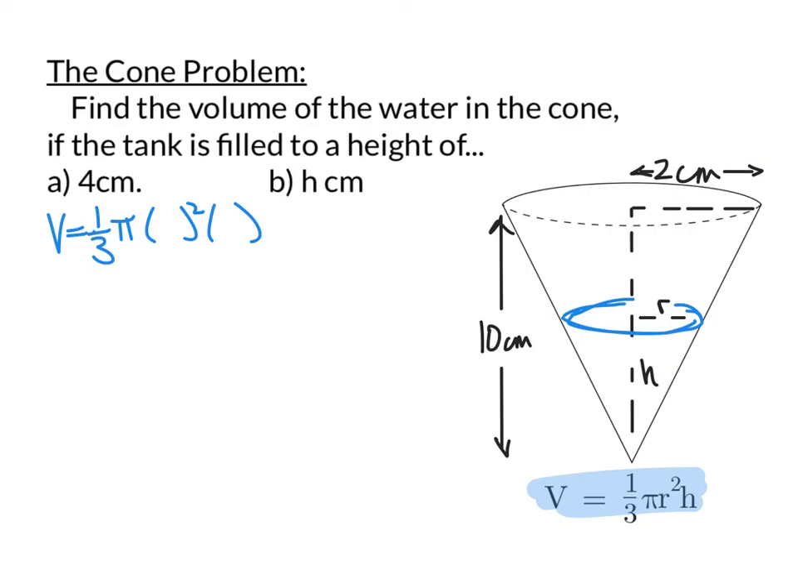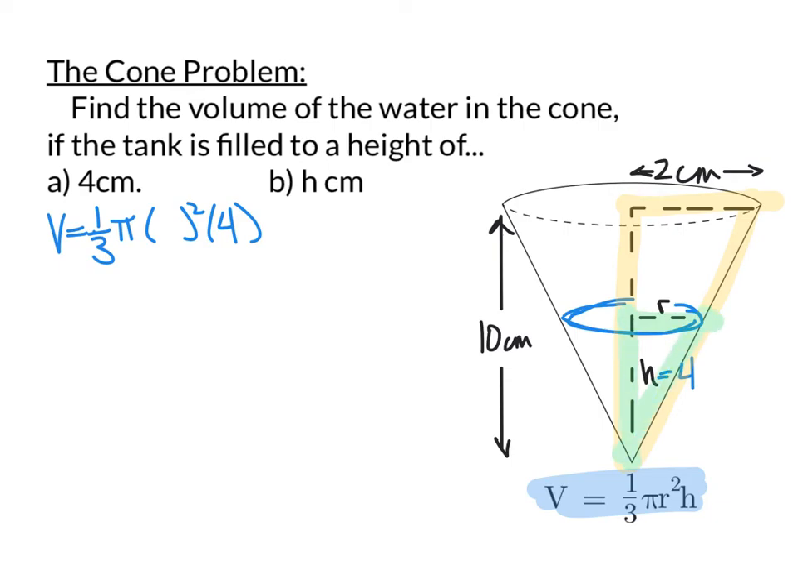Now, in part A, when we're looking at a height of 4 centimeters, what we're saying is that this height is 4 centimeters, which is great. So I could plug in 4 for the h. However, I don't know what the r is. Right? And that's where the tricky part comes. In order to find out what that r is, the key to this problem is seeing that we have similar triangles right there, and then that triangle is going to be similar to this triangle in green.